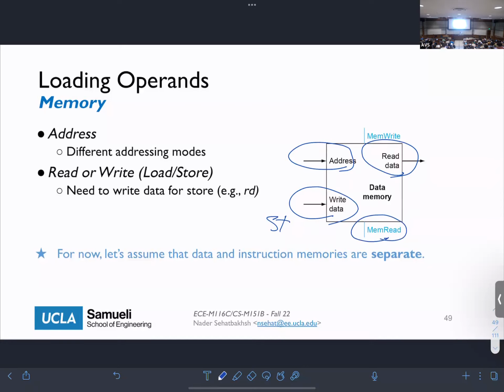For now, forget about these blue lines here. I'm going to get to those MemWrite and MemRead and all those things later on, okay? And as I said, in order to keep things simple, for now, let's assume that the data memory is a separate structure from the instruction memory. Later on, we're going to combine them together, okay? So data memory is very similar to instruction memory. The additional thing that it has is the write data, because sometimes we want to store things into our data memory as well, okay?